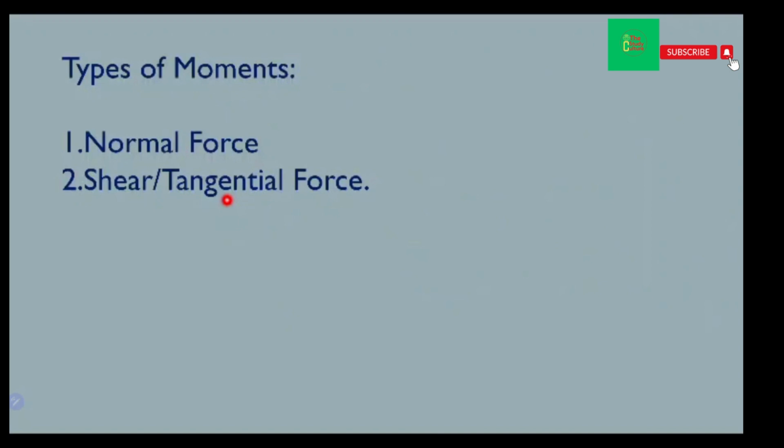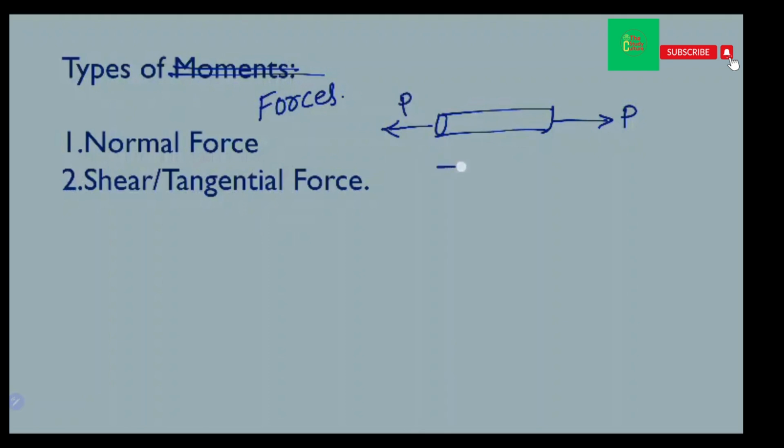Types of moments. Sorry, it is not types of moments, it is types of forces. There are two types of forces: normal force, and shear or tangential force. Normal force. The normal forces are perpendicular to the plane. That means, let us consider equal and opposite loads, pushing loads.